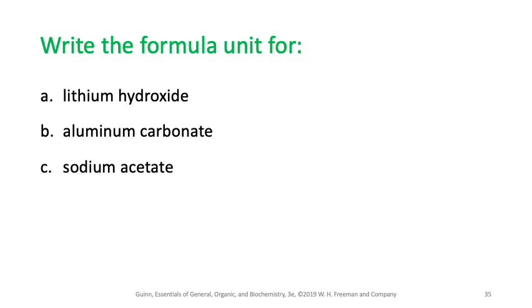Now let's do one more problem on this. Write the formula unit for lithium hydroxide. Lithium is Li, and hydroxide is OH -1. Lithium belongs to the first group, so it has +1, and OH is -1, so you will get LiOH, lithium hydroxide.